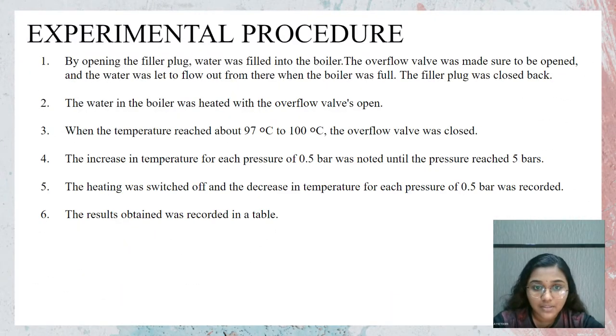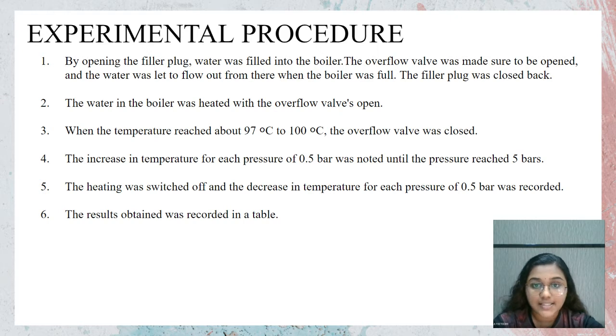For the experimental procedure, we started off by opening the filler plug. Water was filled into the boiler. The overflow valve was made sure to be open, and the water was let to flow out from there when the boiler was full. The filler plug was closed back. The water in the boiler was heated with the overflow valve open. When the temperature reached about 97 to 100 degrees Celsius, the overflow valve was closed.